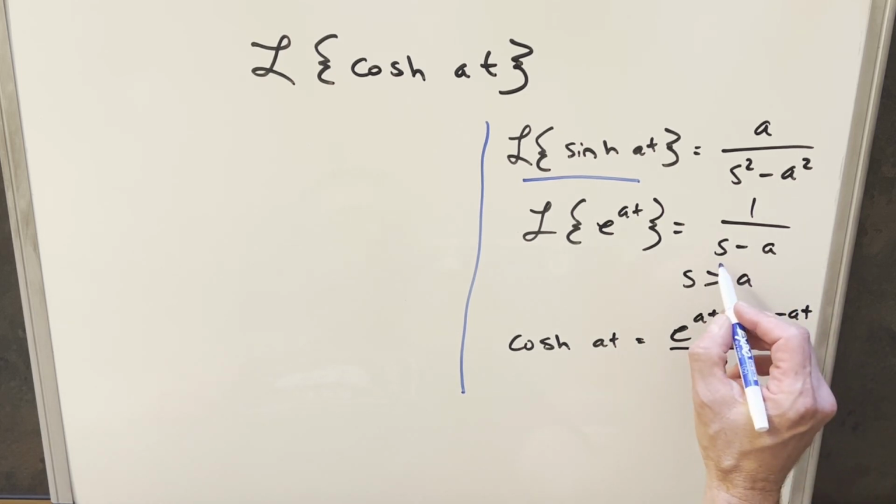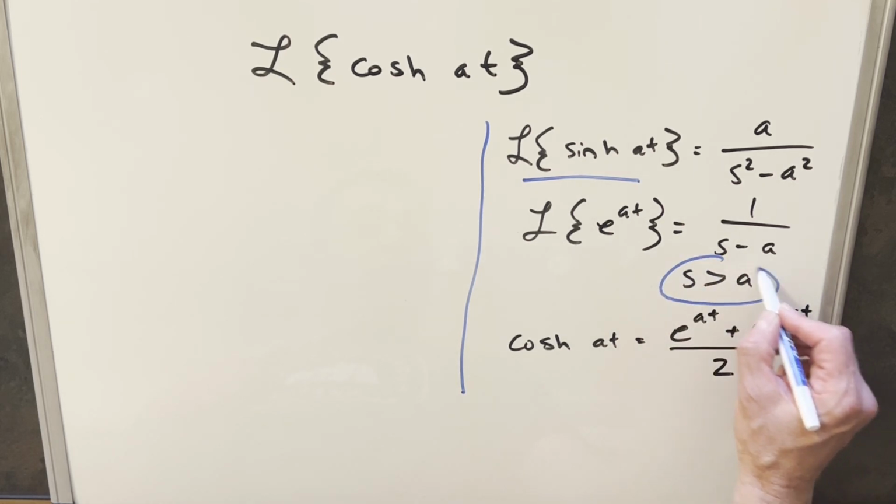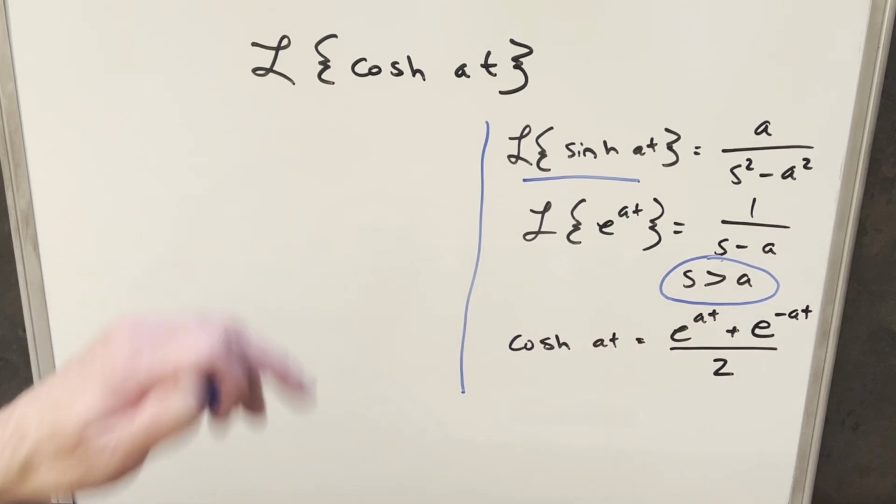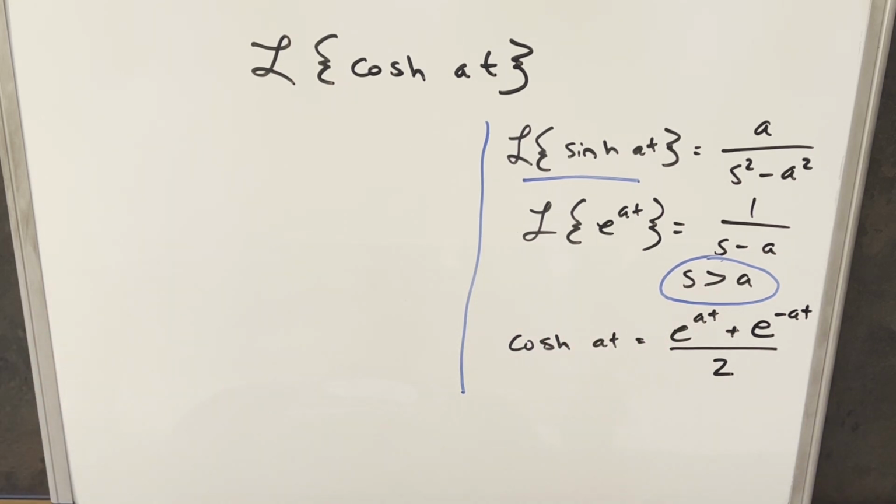But we have this important condition on it that we need s to be greater than a in order for this to converge. Because with the definition of a Laplace transform, you're integrating all the way to infinity. So there's a lot of opportunities for those integrals to diverge. So it's important that we have this condition.